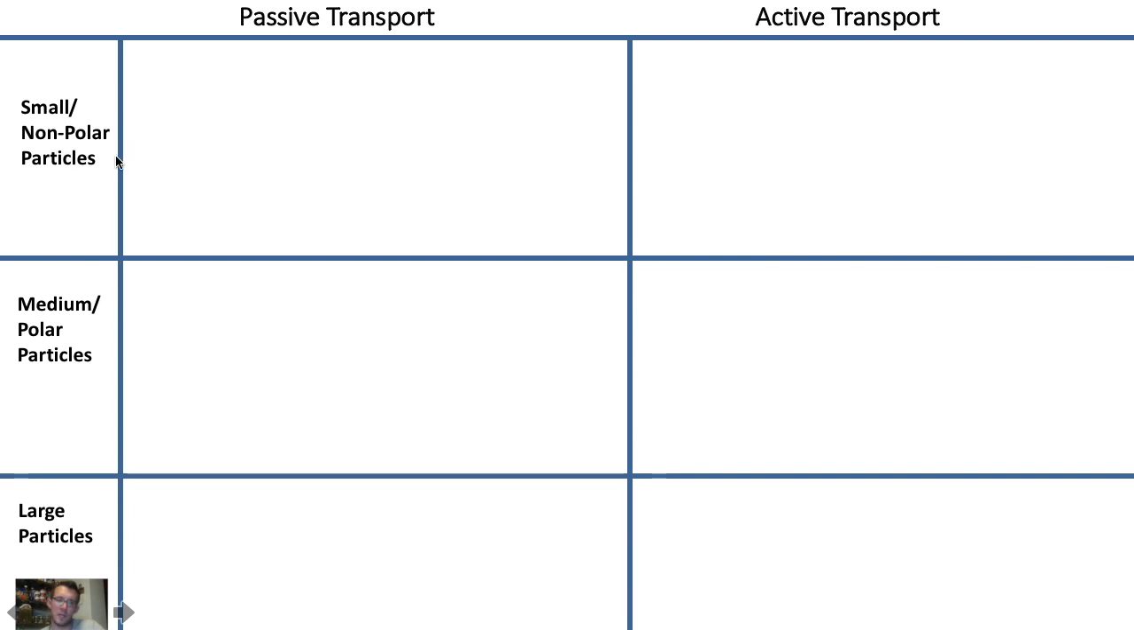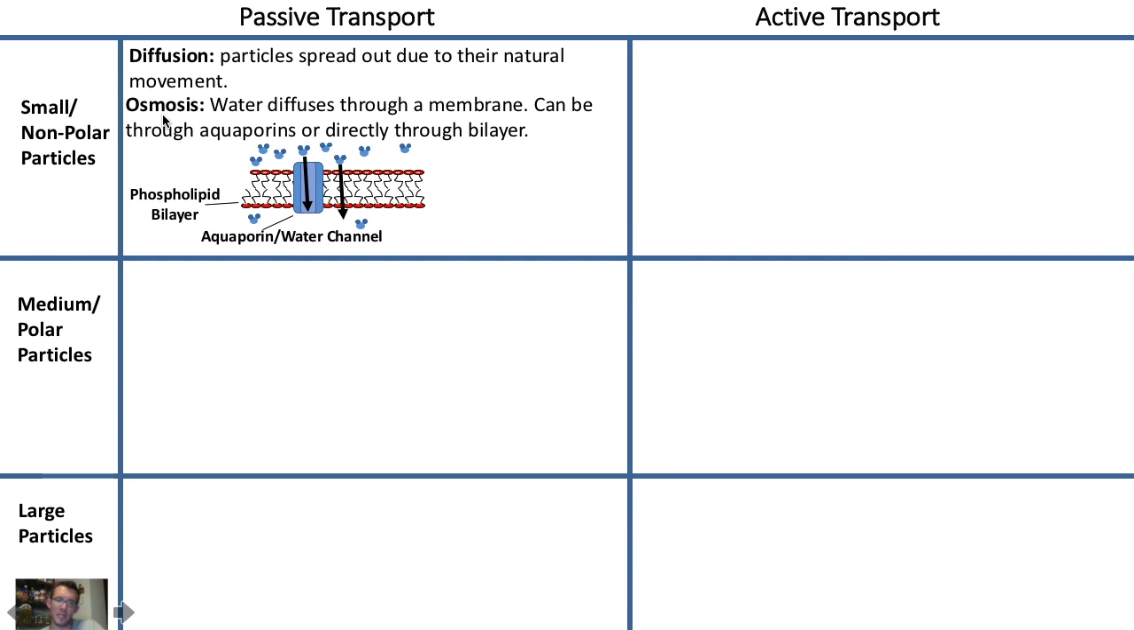So in order to transport small nonpolar particles passively, our bodies will use simple diffusion, which is just letting the particles spread out naturally. And in our bodies, one particularly important type of diffusion is osmosis, which occurs when water diffuses through our cell membranes. And so we've got an example of that down here.